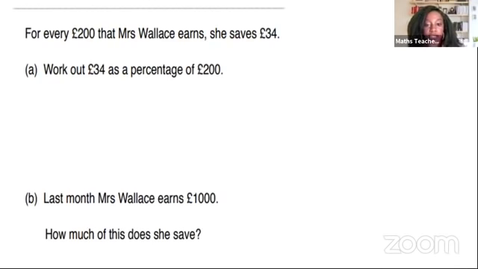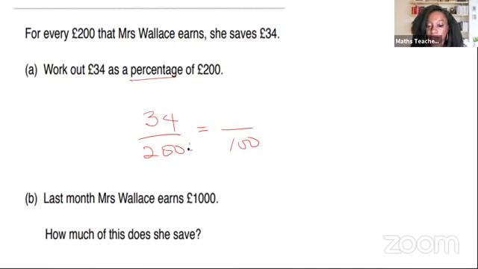Okay. For every £200 that Mrs. Wallace earns, she saves £34. So basically saying to you a story, really. And then now you've got to work out the maths. Work out £34 as a percentage of 200. I know 34 over 200 could actually be reduced to, if I have this, I'm going to get 100, won't I? They want me to change it into a percentage, don't they?